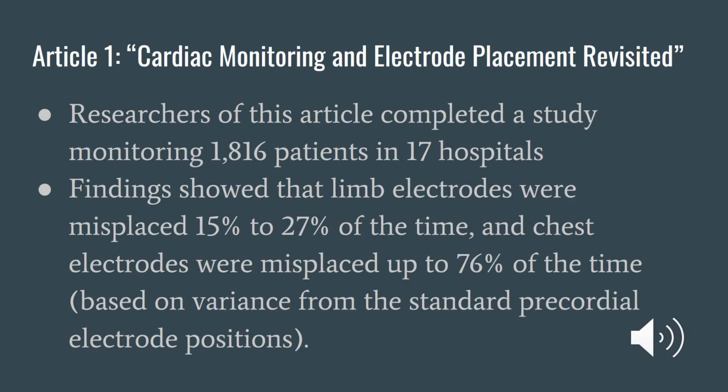The first article that we looked at was called Cardiac Monitoring and Electrode Placement Revisited. Researchers in this article completed a study monitoring 1,816 patients in 17 different hospitals. In this study, the findings showed that limb electrodes were misplaced 15 to 27% of the time, and chest electrodes were misplaced up to 76% of the time. These were based on variance from the standard precordial electrode positions.